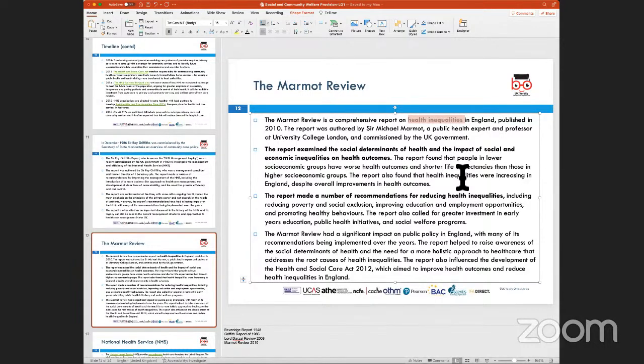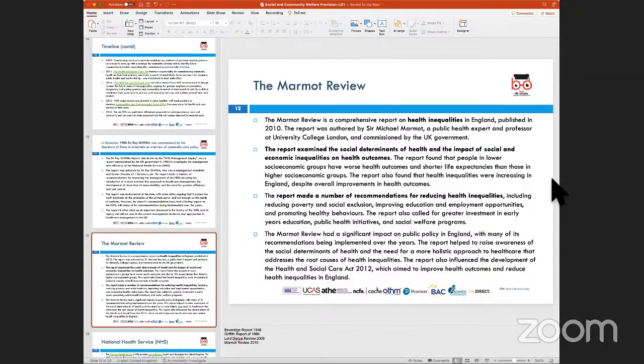Now, what does that mean? In short, if I come from a rich background, if I have access to money, if I have access to resources, my health in general is going to be better off than people who do not have access to good housing, good education, more wealth, or better medical facilities. So this review essentially was instrumental in highlighting health inequalities in England, and this report was published in 2010.